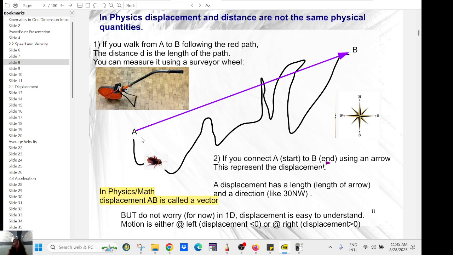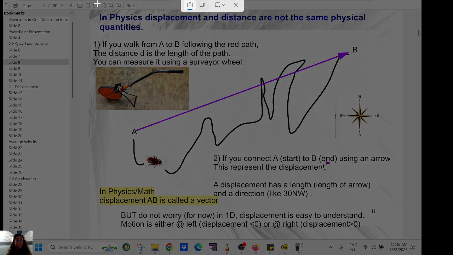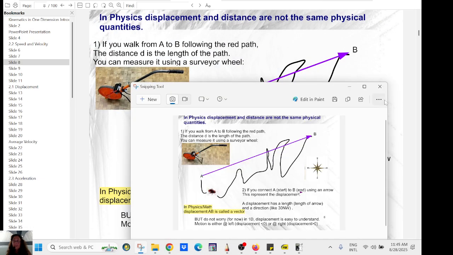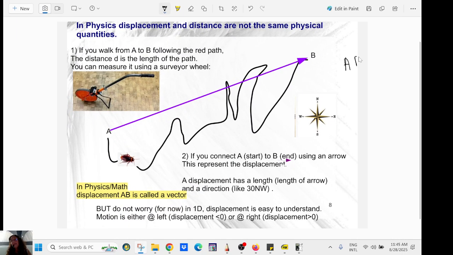So in physics, this AB is called a displacement. You connect it with an arrow. That will be the tail, and this is the head. So the notation will be AB with a little arrow: I start from A, I end up in B. This here is a scalar, it's a distance. So in physics, distance and displacement are not the same physical quantities.